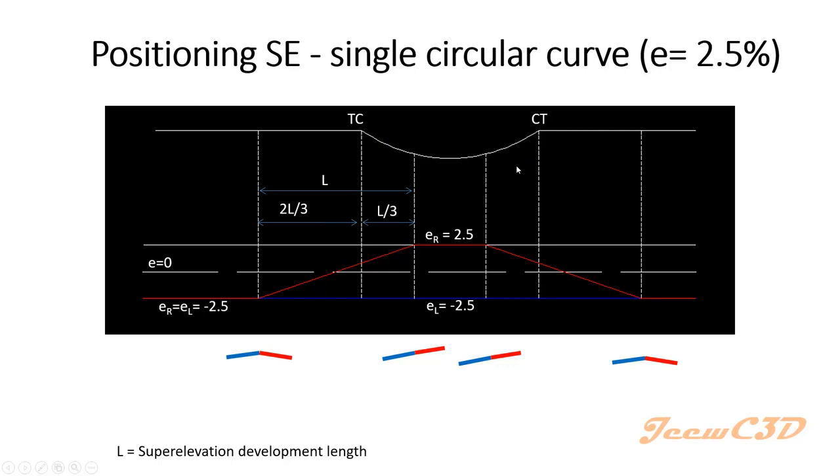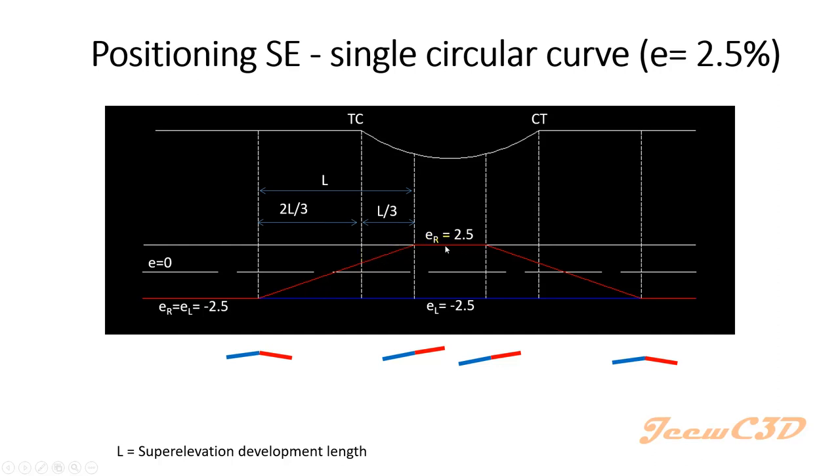Inside the curve, you have the super elevated section, and from this super elevation development, this L is the super elevation development length. L over 3 will be inside the curve, and 2L over 3 will be outside the curve, or in the straight section. If you think about the super elevation at each section, at the start you have the normal crown. In this position, you have the full super elevation. If you consider the other side of the curve, it has the same thing. You have full super elevation up to this point. The red color means the right side, and the right side is going upward.